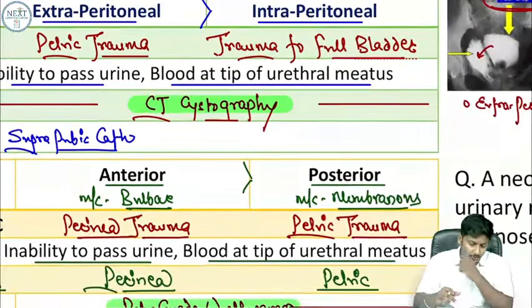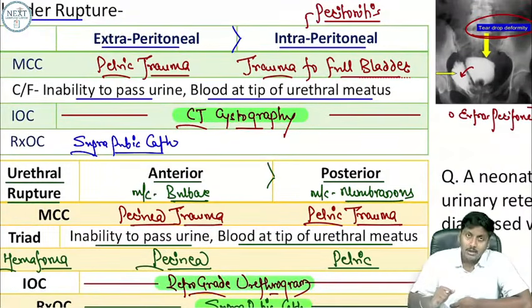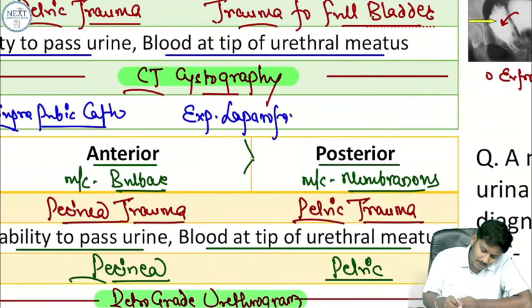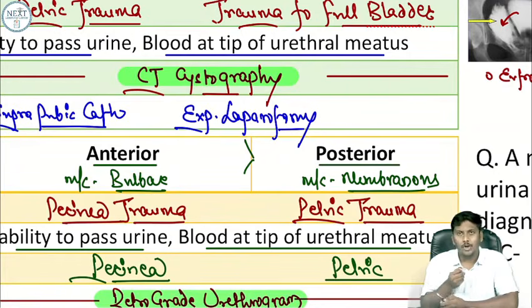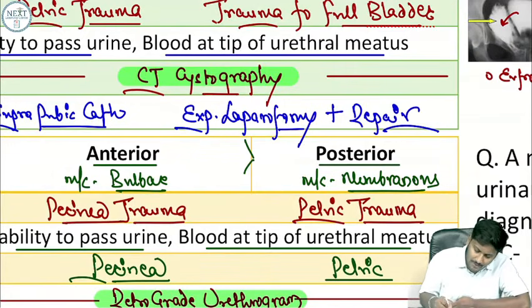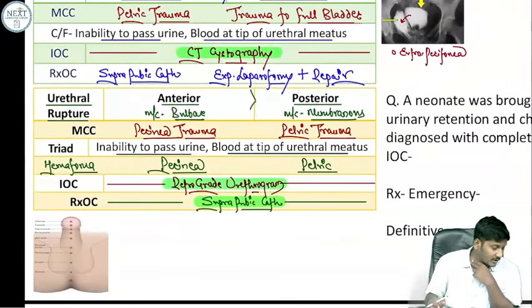But if it is intraperitoneal, we know that in intraperitoneal bladder rupture the patient is having peritonitis, and if there is peritonitis, we have to go for exploratory laparotomy. So whenever there is peritonitis and intraperitoneal bladder rupture, always go for exploratory laparotomy. Along with that, do a peritoneal lavage properly to clean the peritoneum, and then go for a bladder repair. So exploratory laparotomy along with a bladder repair will be the treatment for an intraperitoneal bladder rupture. Very good.